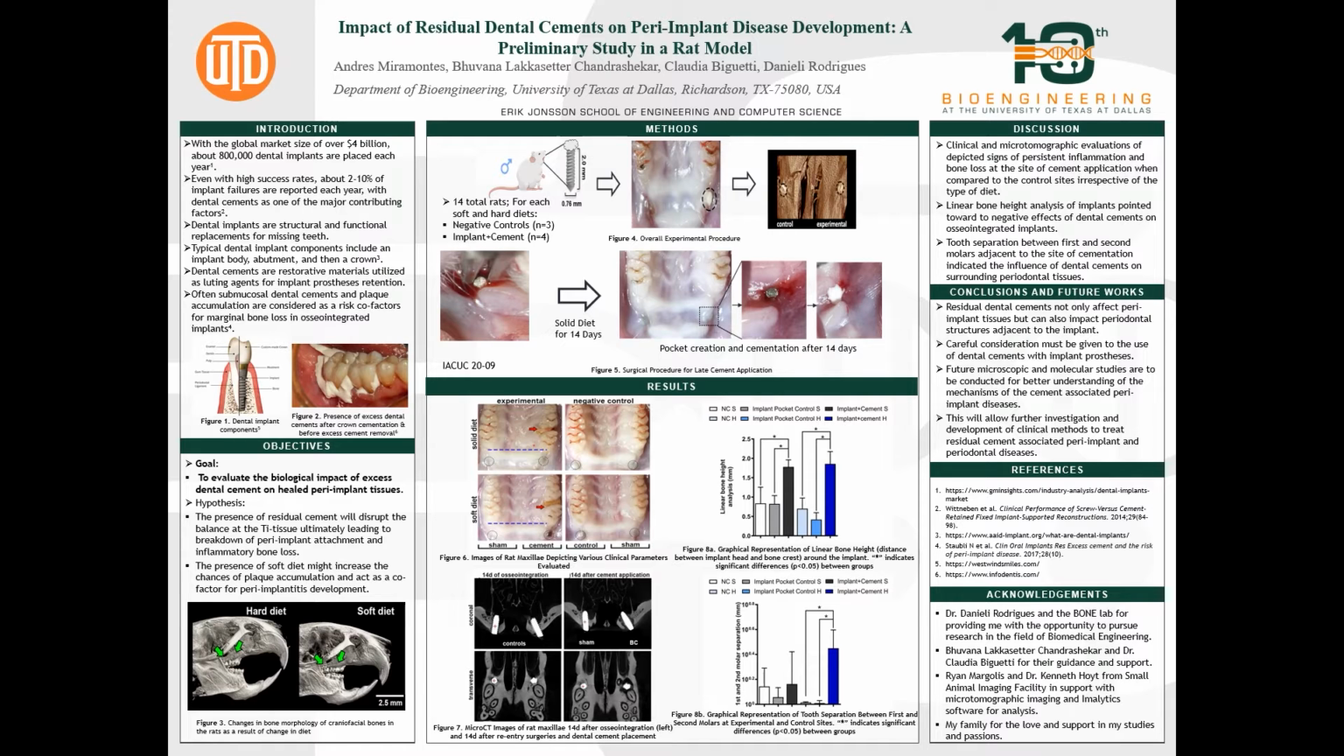So over 800,000 dental implants are placed annually with a global market size of over $4 billion. Dental implants are essentially structural and functional replacements for missing teeth, with components consisting of an implant body, an abutment, and a crown, with the most common dental implant material being titanium. Though dental implants may not be cytocompatible with peri-implant and periodontal tissues, as even with high success rates in surgeries, there is still around 2 to 10% of implant failures occurring each year.